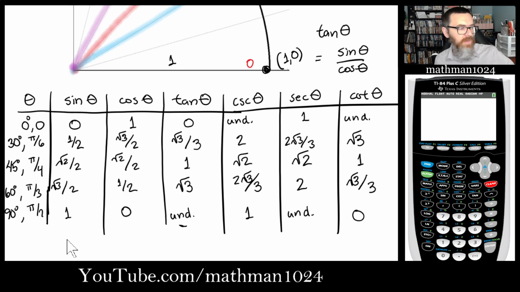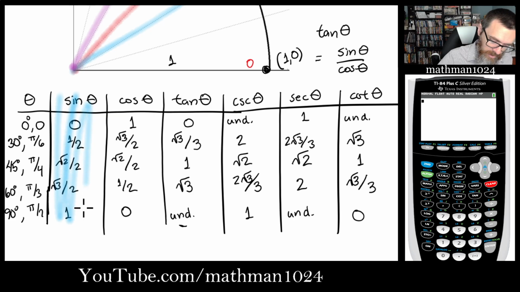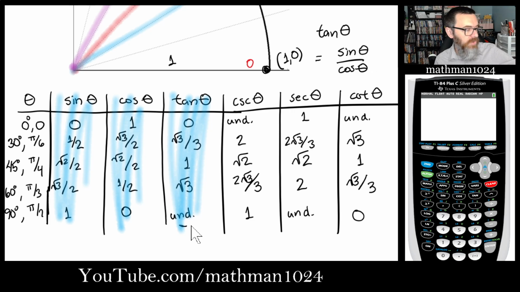So these are the values that we need to make sure that we absolutely 100% know. Okay? Especially these guys here, here, and here. Because if you know sine and cosine, you can build that to get tangent. And then from those, knowing the reciprocal identities, you can get cosecant, secant, and cotangent without any problems at all.